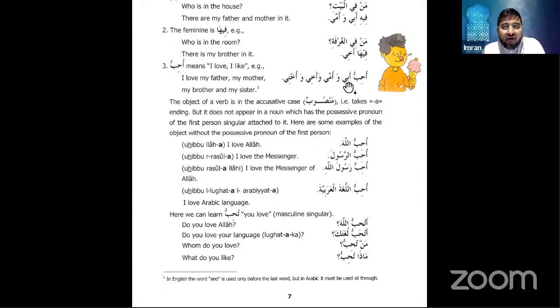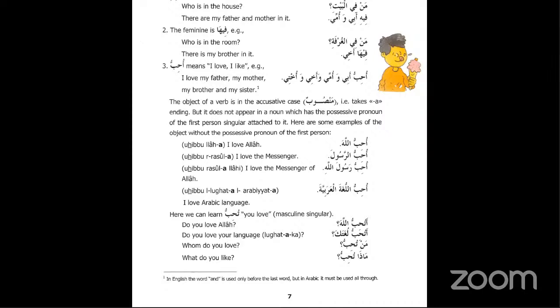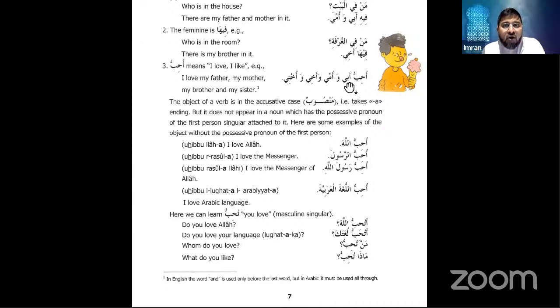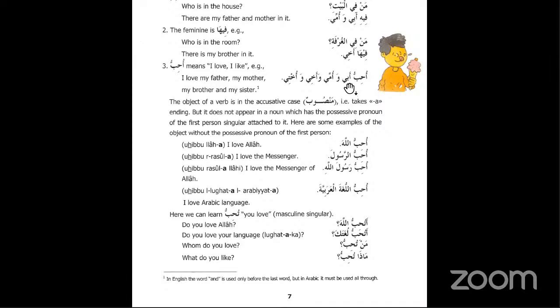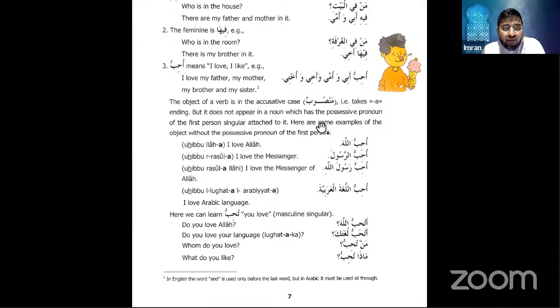Who is abi? Whose father is abi? It's the object, but whose father is he? Is he your father, my father, or his father? My father. Exactly. So this is what it says: it does not appear in a noun which has a possessive pronoun of the first person singular attached to it. So abi, ummi, it's my father and my mother. So because of this, the fatha tanween or the fatha is not visible, it's hidden. That's what it's trying to say.